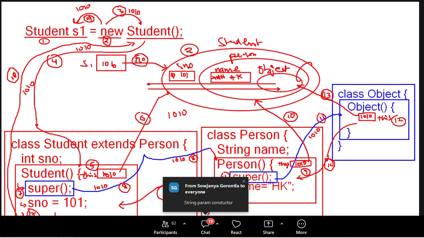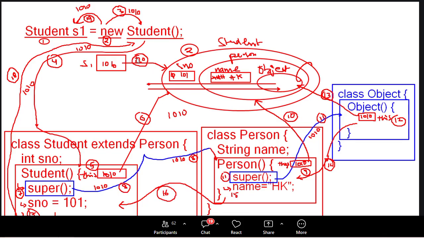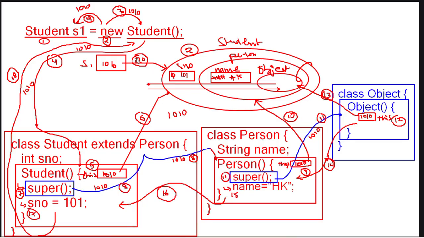Understand? The below program shows calling the superclass no-param constructor. Write down the program as it is, with arrow marks, step numbers, everything.